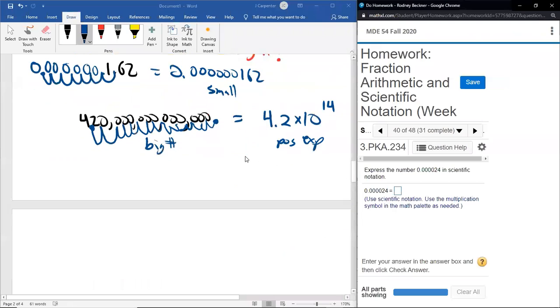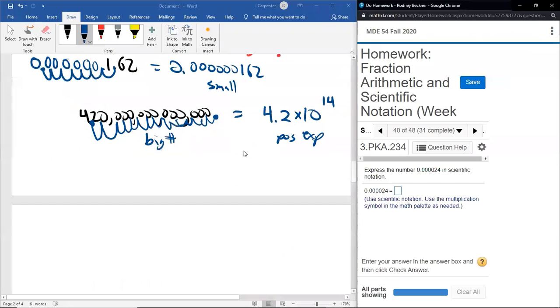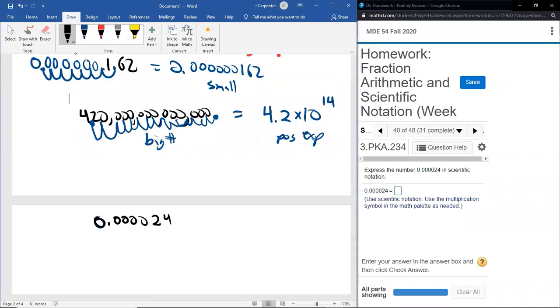All right, another one. Express the number point, that is 1, 2, 3, 4 zeros, and then 2, 4, in scientific notation. So what we've got is 0.1, 2, 3, 4 of them, then the 2 and the 4, and we want to convert this to scientific notation. So this is the same style problem as last time, it's just a different type of number. That was a big number, this is a small number.